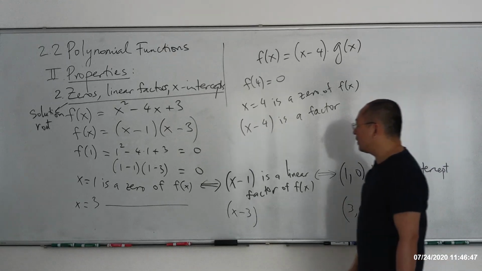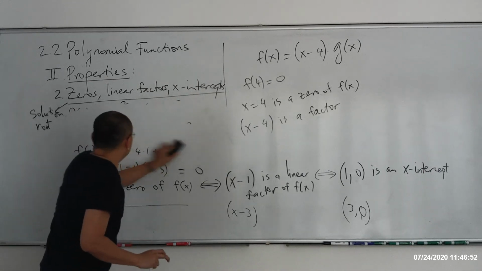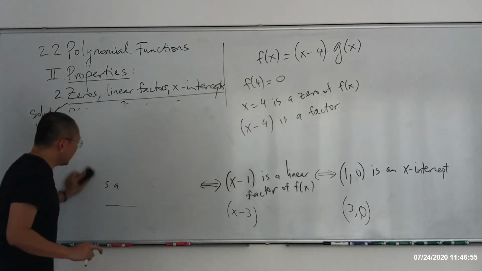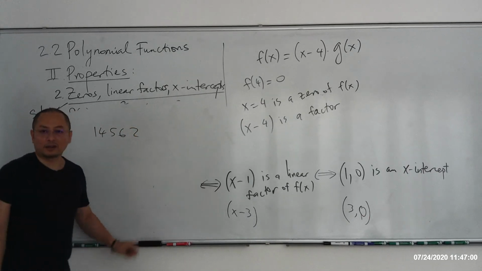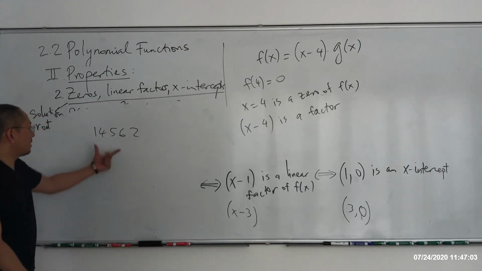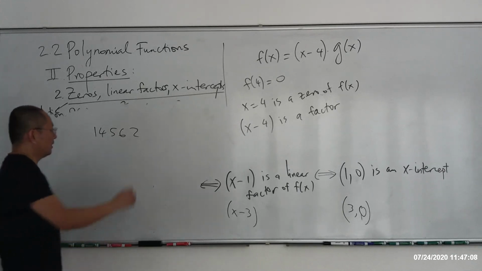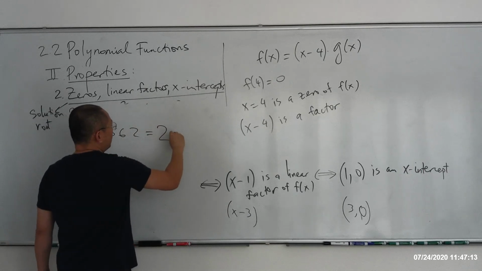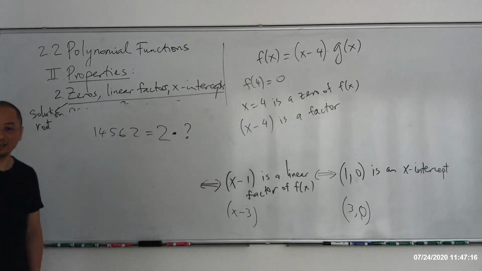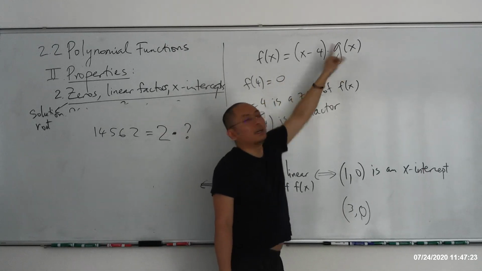Okay? I want to make sure that this is clear to you guys, because it's the same thing as saying this. Take a look at this. Say I got a number, 14,562. And I see right away this is going to be an even number because it ends with a 2. What does it tell me about an even number? Divisible by 2. And that means that it's going to be equal to 2 times something. Right? Same thing in here. We have a factor of x minus 4.